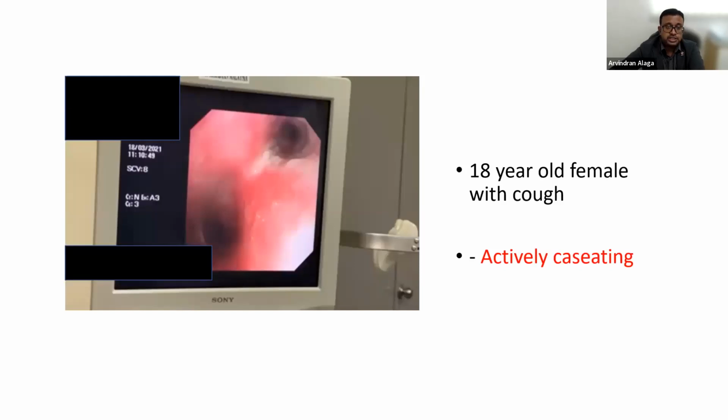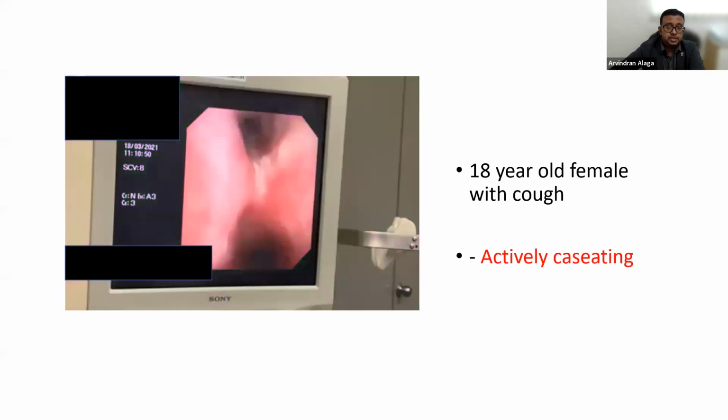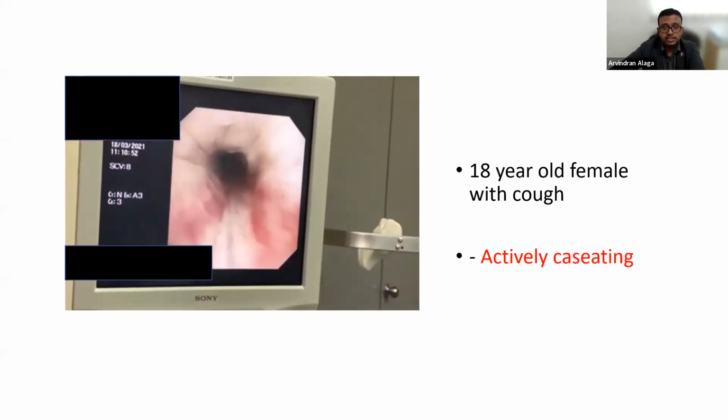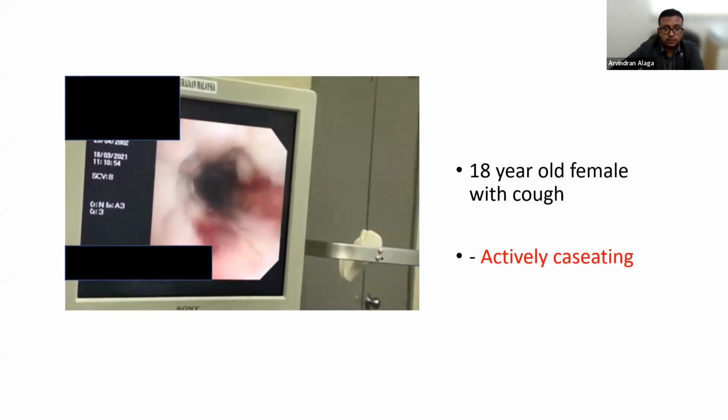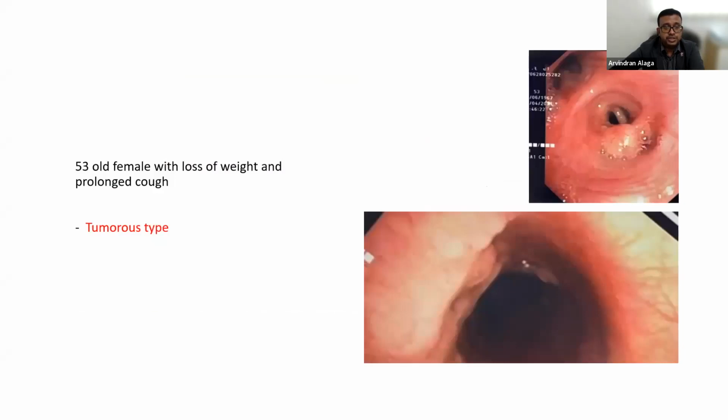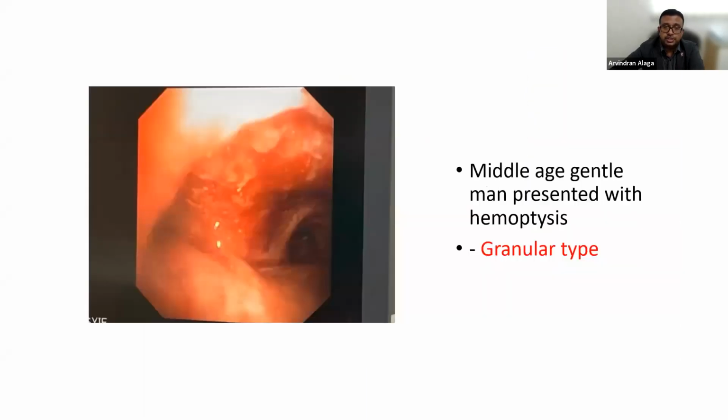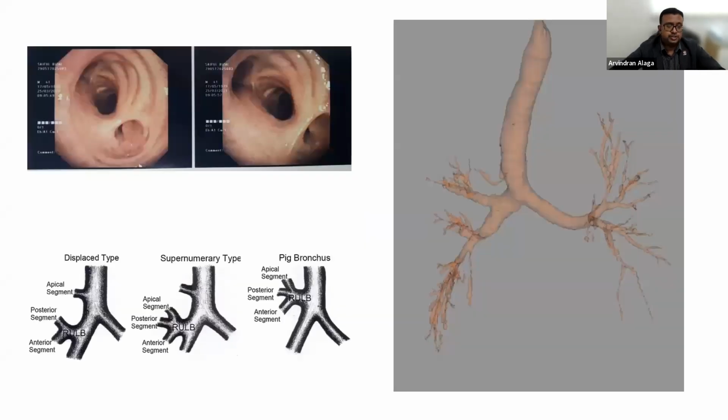So here are some of the endobronchial tuberculosis cases seen in our setting. This is the actively caseating type in an 18-year-old female with a prolonged cough. Next, a 60-year-old female with loss of weight and prolonged cough; initially we thought it was going to be malignancy, but she ended up as a tumorous type of endobronchial tuberculosis. A middle-aged gentleman presented with hemoptysis, granular type. And this is a non-specific type, if you notice.